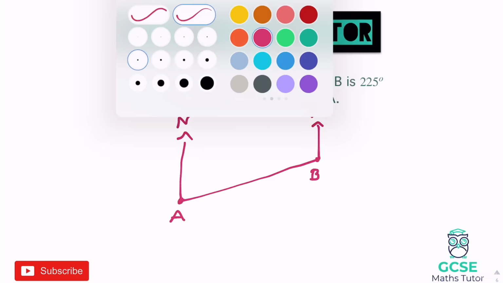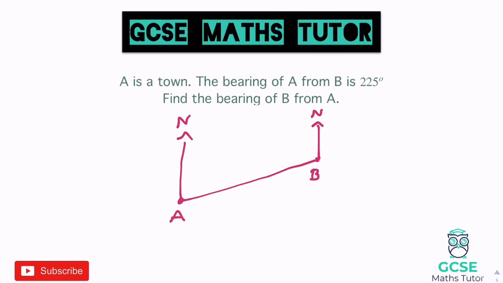So that is going the other direction this time. It's given us the larger one coming back. So A from B is 225 degrees. And it wants us to find the bearing of B from A, so it wants us to find this one. There we go.